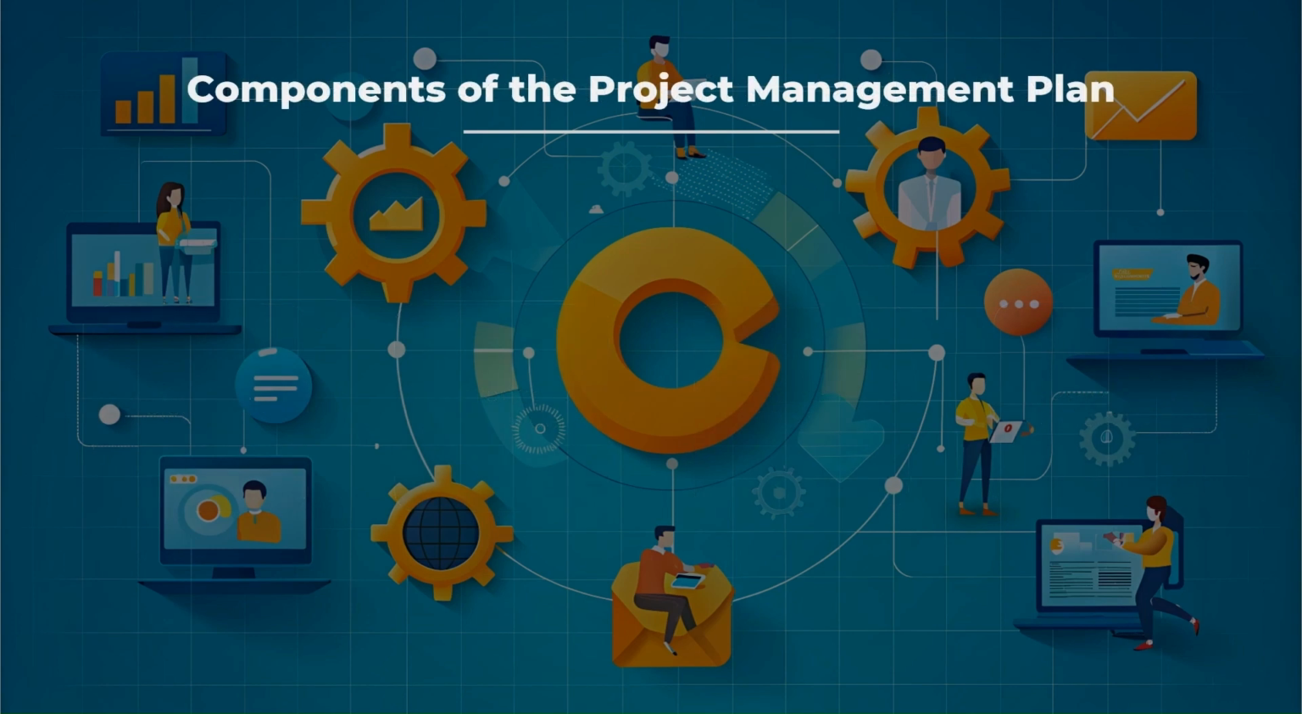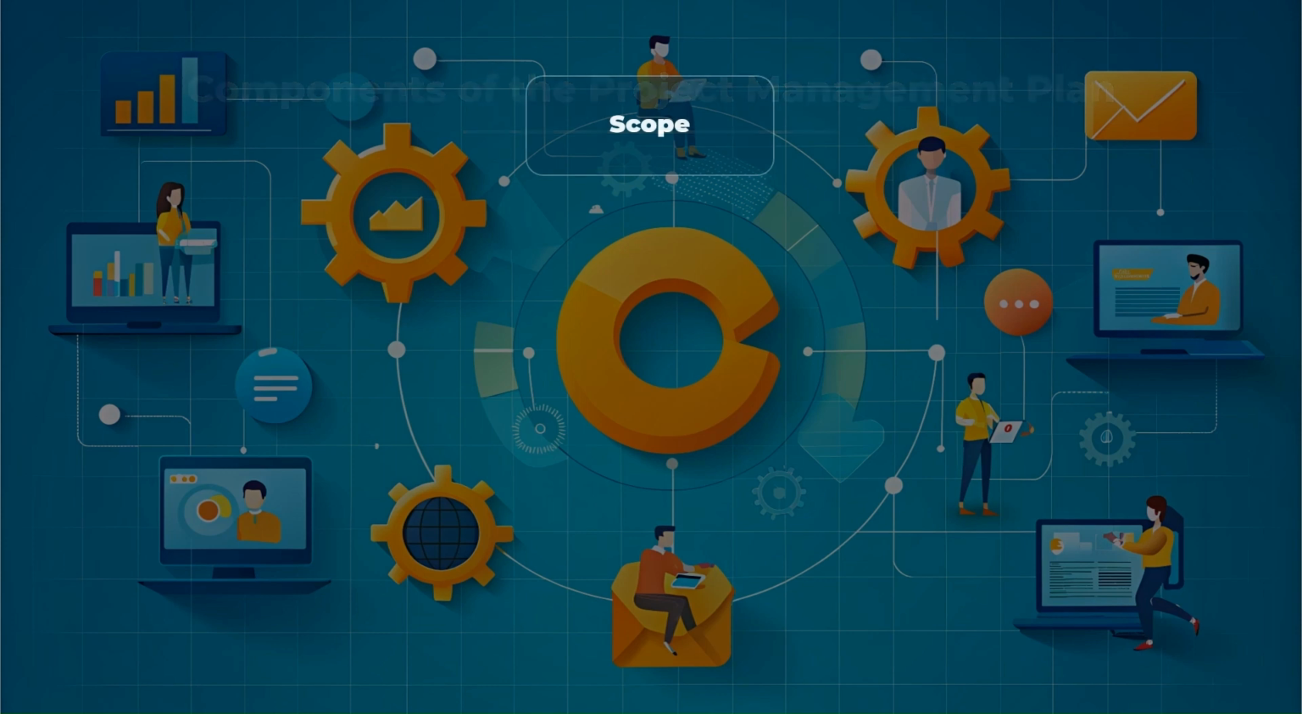In this presentation block, we will explore the key components of a project management plan. These include scope, schedule, resources, risks, communication, and costs. Understanding these components is essential for effective project management. Let's begin by discussing the project scope.